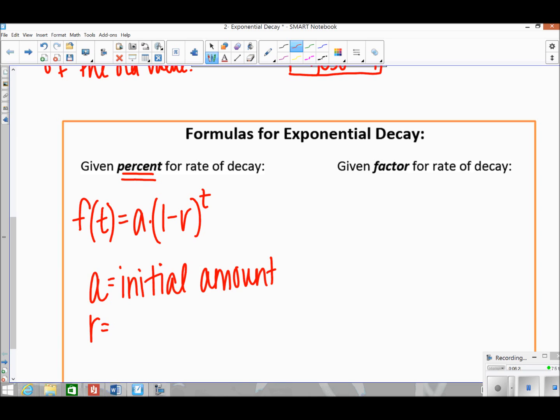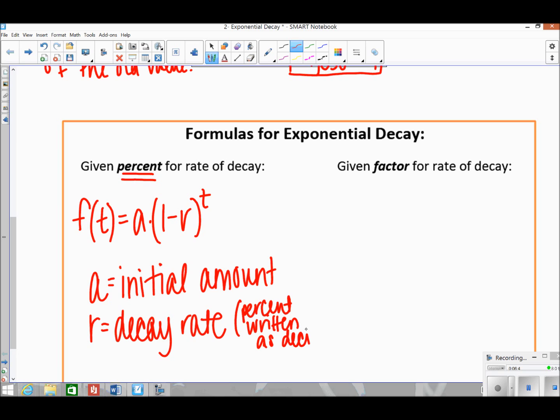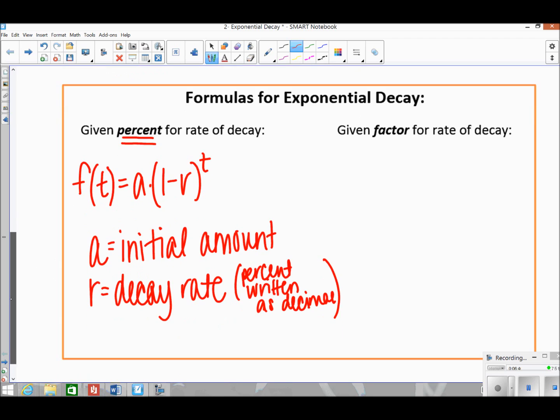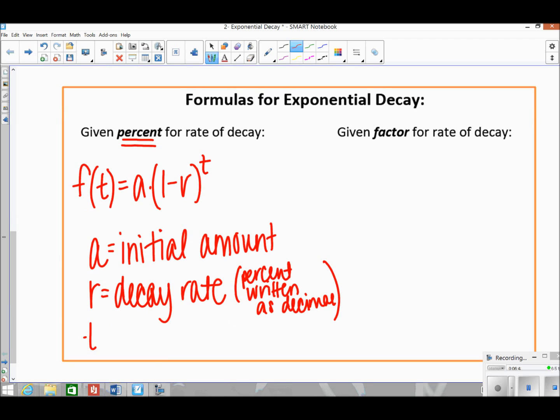R is going to be the decay rate. And it's going to be a percent, but you're going to write it as a decimal. So it's a percent written as decimal. And then t, the whole reason why we're using t is because that's for time. And you could use x if you wanted, but we'll just use t because it makes more sense. So that's when you're given a percent.